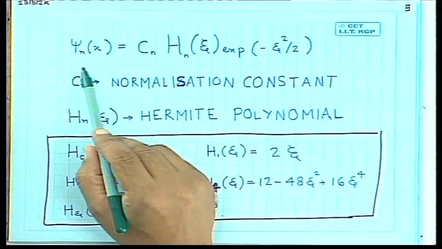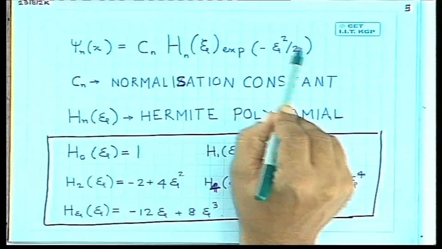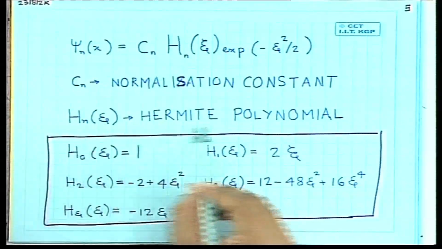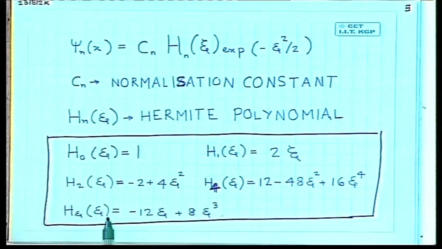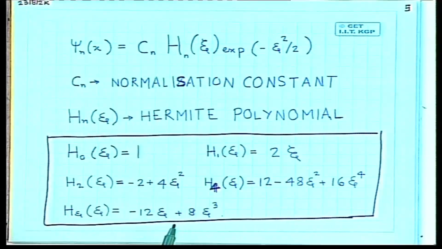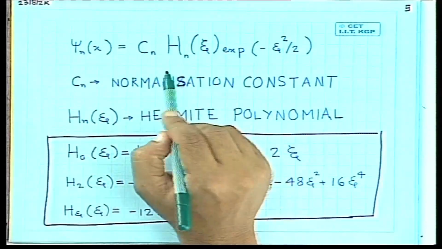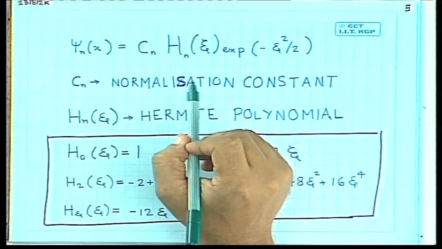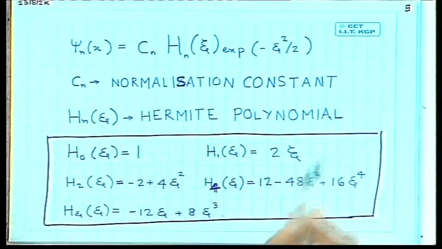where the nth wave function, the wave function corresponding to the nth eigenvalue, could be written in terms of a Gaussian, the product of a Gaussian, the nth Hermite polynomial, and some coefficient C of n. We had also in the last class derived the generating function for the Hermite polynomials.